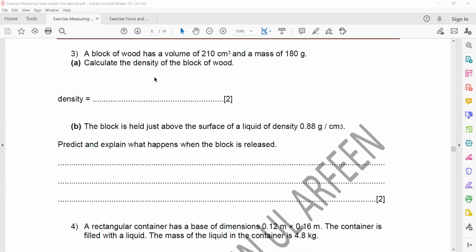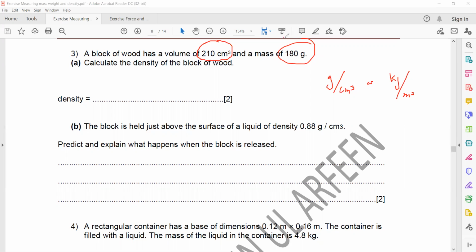Another question. A block of wood has a volume of 210 centimeter cube and a mass of 180. Keep in mind when you are finding the density, the unit of the density is gram per centimeter cube or kilogram per meter cube. So if mass is in gram, volume should be in centimeter cube. If mass is in kilogram, the volume should be in meter cube.